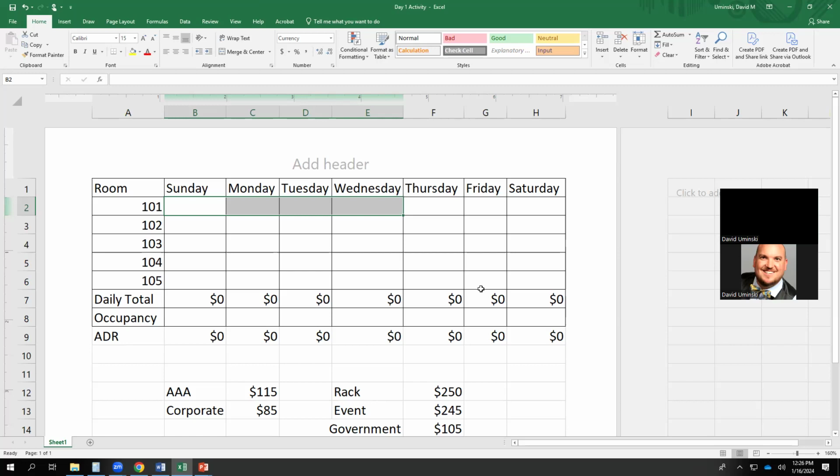Number 5, the 115 AAA rate. The 115 AAA rate, checking in Wednesday for 3 nights. The AAA rate, checking in Wednesday for 3 nights.